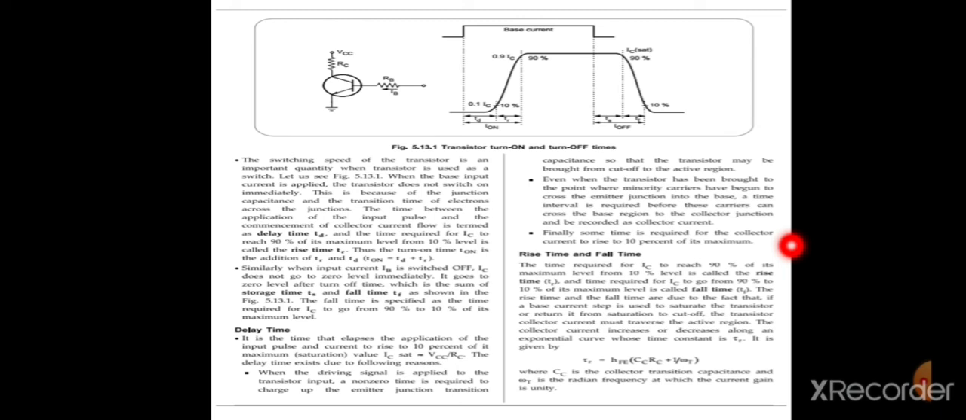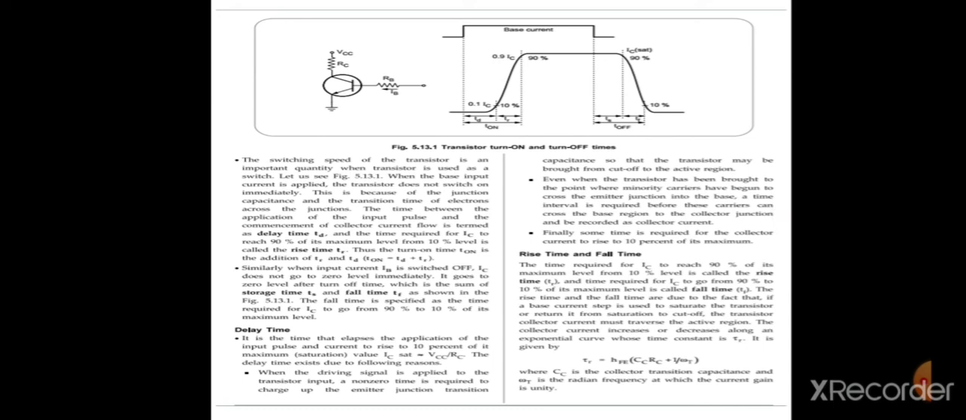The delay time exists due to the following reasons. When the driving signal is applied to the transistor input, a non-zero time is required to charge the emitter junction transition capacitance so that the transistor may be brought from cutoff to the active region. Even when the transistor has been brought to the point where the minority charges have begun to cross the emitter junction into the base, a time interval is required before these carriers can be registered as collector current. Finally, some time is required for the collector current to rise to 10% of its maximum.